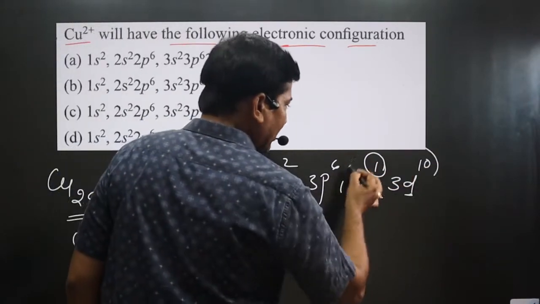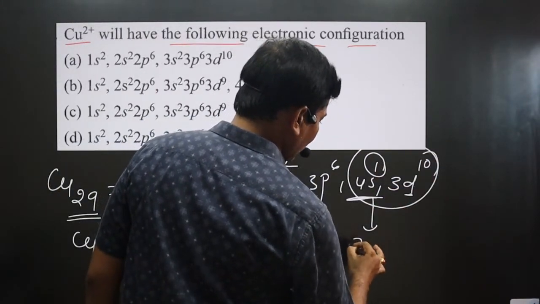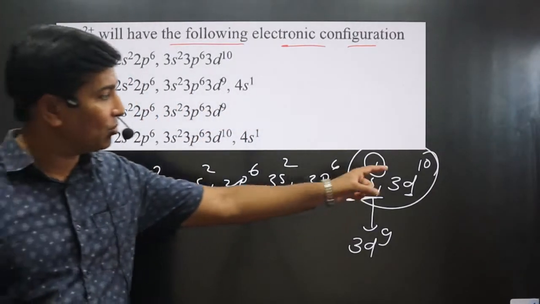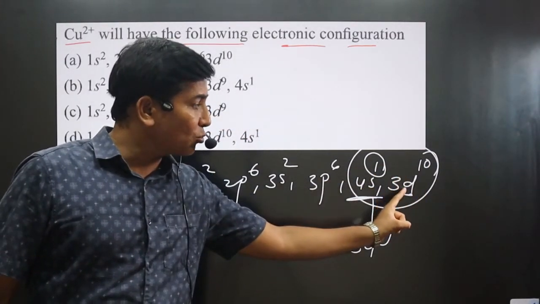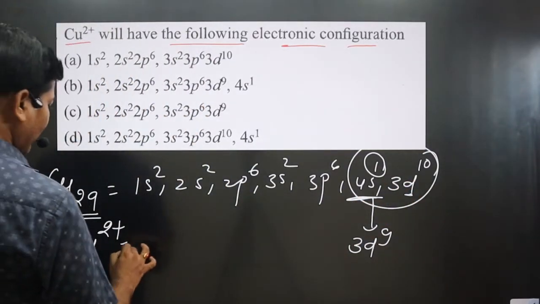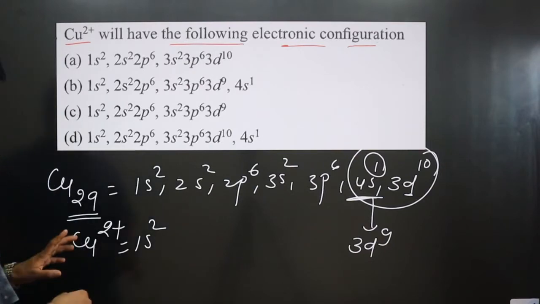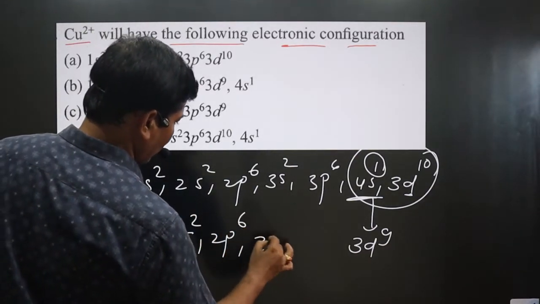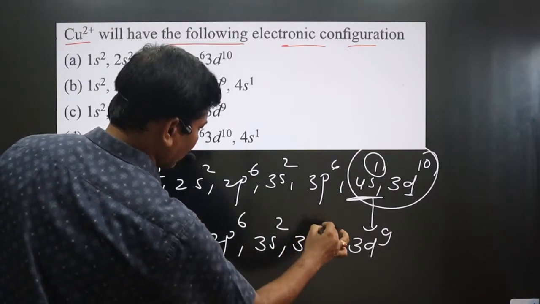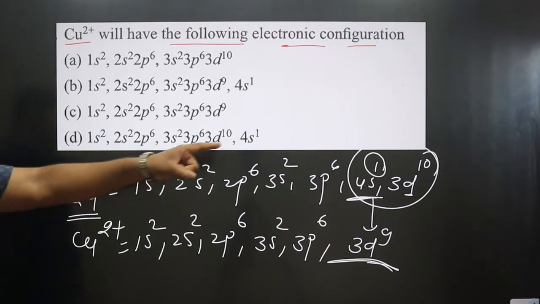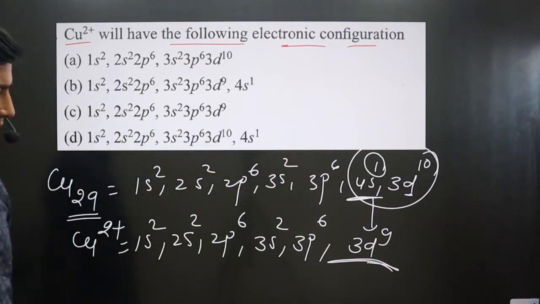So ultimately this electronic configuration will get reduced to 3d9. 3d9, 2 electrons we removed. First of all, you cannot remove 2 electrons from here and then write 3d8. That is incorrect. So the overall electronic configuration we get for Cu2+ is 1s2, 2s2, 2p6, 3s2, 3p6, and 3d9. Always remove electron from the s orbital followed by the d orbital.